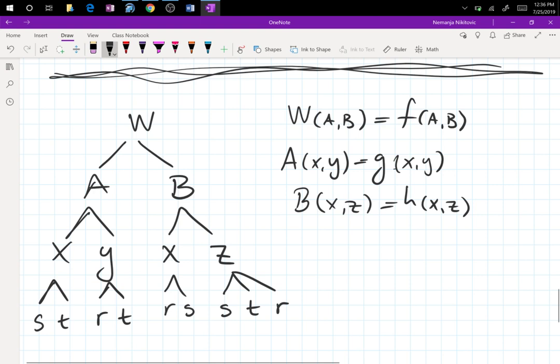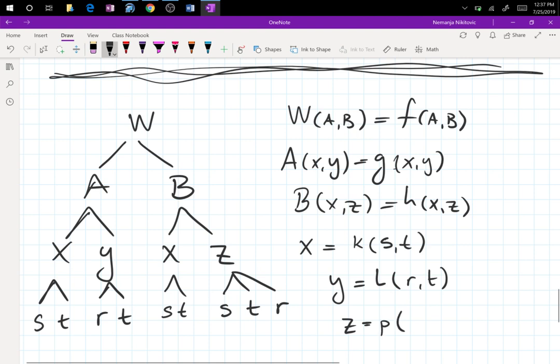Oh, I have a mistake over here. Look at your X. X is dependent on S and T and then R and S. No, it has to be S and T. There we go. So now X is going to be some function, let's go with K, of S and T parameters. Y is, I don't know, function L of R and T parameters. And Z, lowercase p, of S, T, and R.